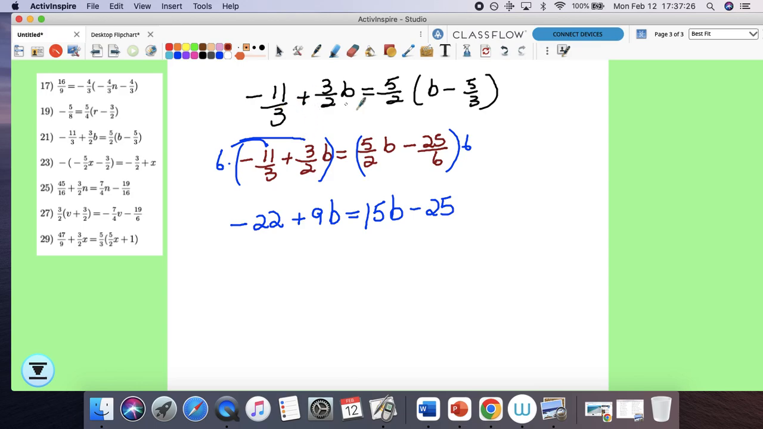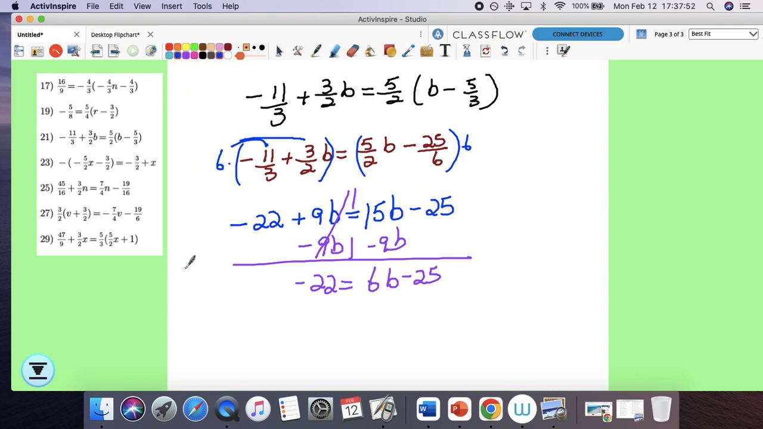So, distributive property, combine like terms, and now we have variables on both sides. Get rid of the smaller one. So, the smaller between the 9 and 15 is a 9. So, let's get rid of the 9. Minus 9b on both sides. That goes away. I'm left with negative 22 equals, what is that? 6b minus 25. You can do the story. Now just do it here.